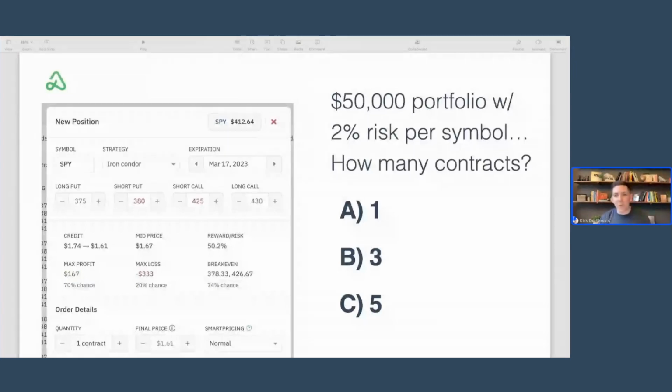Walk through the math. You do $50,000 times 2%. That's no more than $1,000 of risk per symbol. So if you wanted to do all of it on this trade right here, then you would do 1,000 divided by $333 of risk per contract. Means you could do 3 contracts, right? Because this is just one contract right now. So you could do 3 contracts. Or you could break it up and you could do 1 today, 1 tomorrow, 1 the next day.